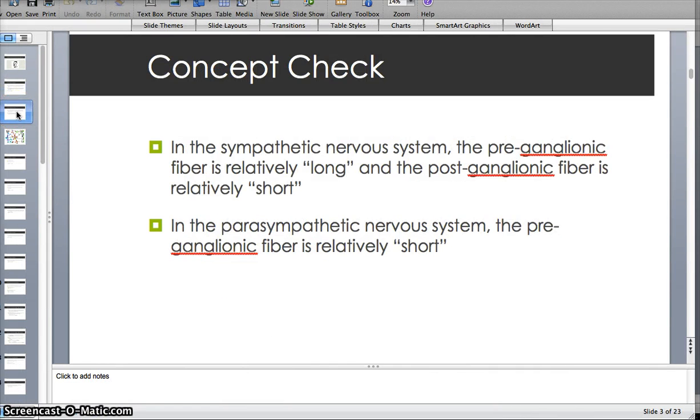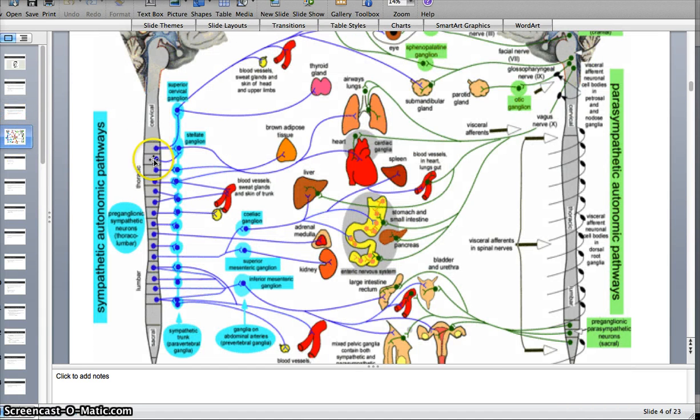Next question. In the sympathetic nervous system, the preganglionic fiber is relatively long, and the postganglionic fiber is relatively short. In the parasympathetic nervous system, the preganglionic fiber is relatively short. Okay? So this one's going to be false. So it's the exact opposite. In the sympathetic, we say there's a short pre and a long post. Parasympathetic, long pre, short post. And again, going back to this picture, you can see that.